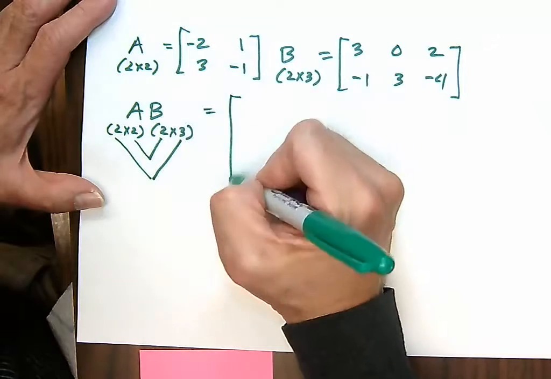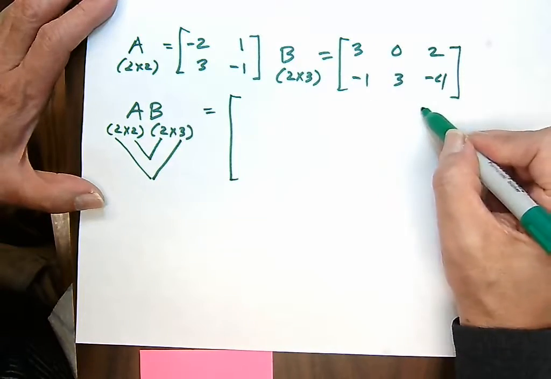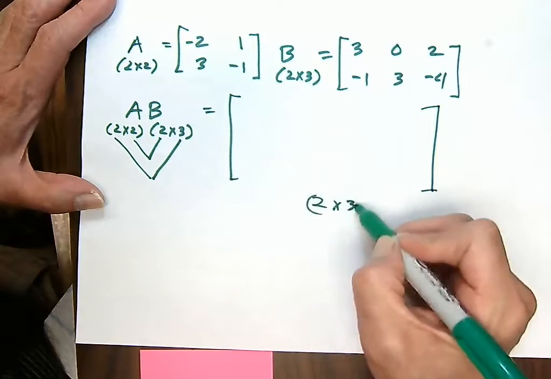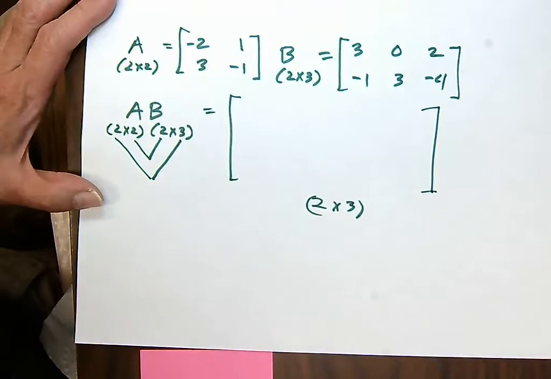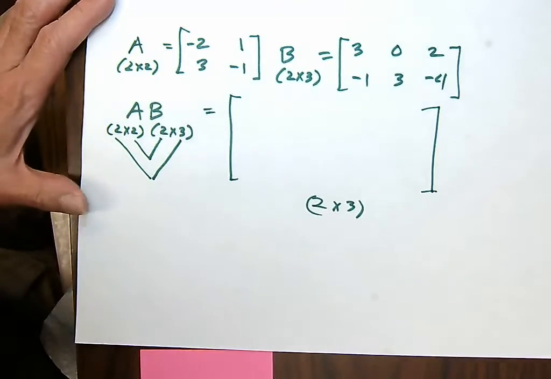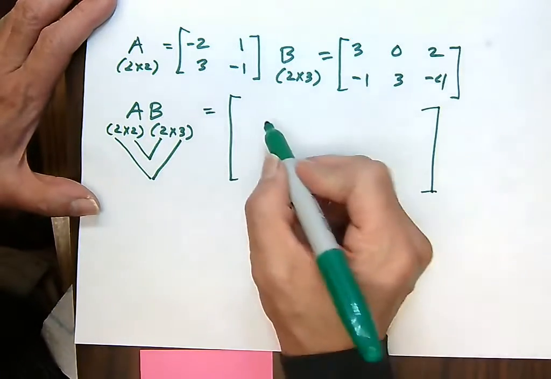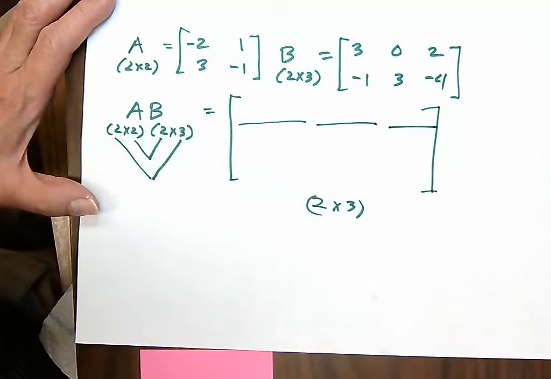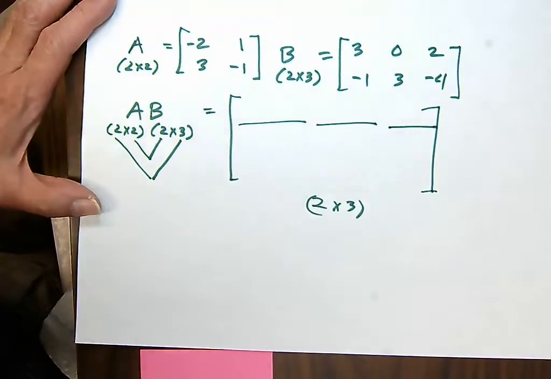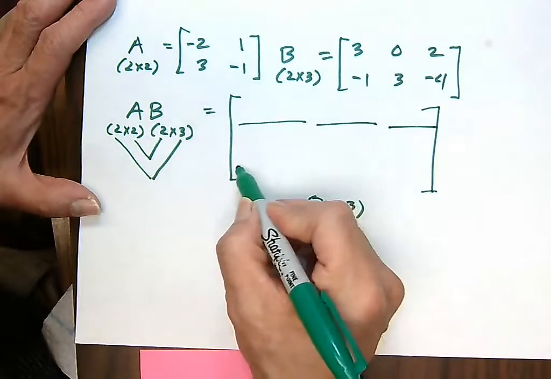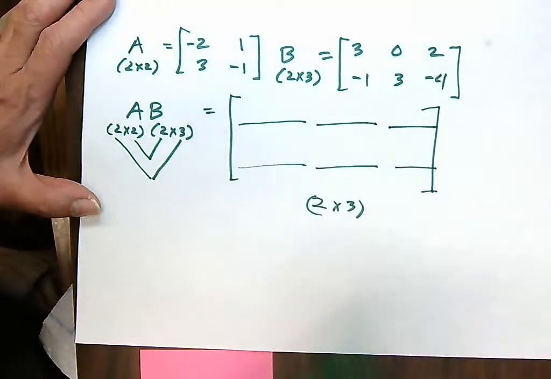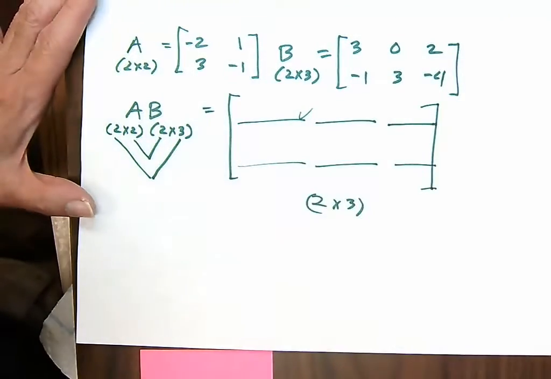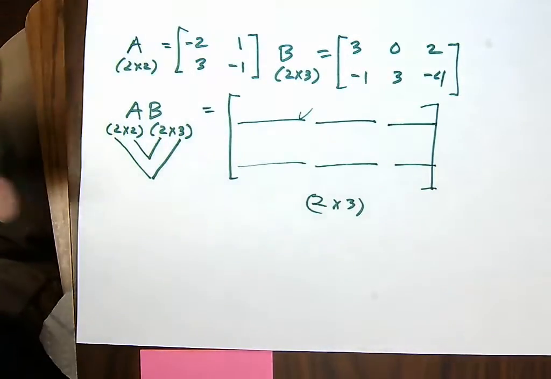So when I multiply these two matrices together, the new matrix I'm going to get will be of dimension 2 by 3. And I like to put placeholders in this new matrix I'm about to derive, just to remind me that I have to put in elements where these placeholders appear. So I'm going to have 2 rows and 3 columns.